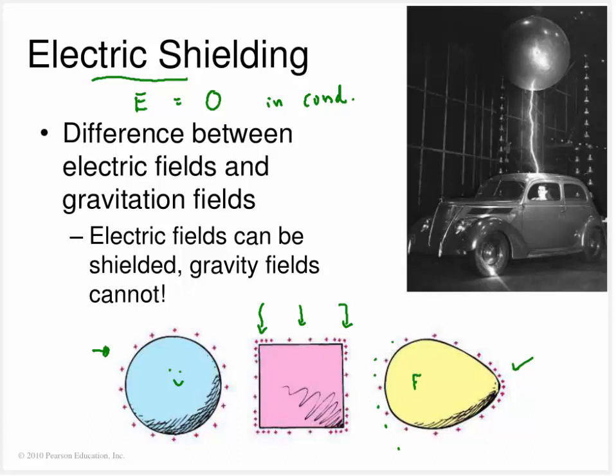Essentially, all of these guys are trying to do the same thing. They're trying to force the electric field to be 0 inside of a conductor, because the electric field must be 0 inside of a conductor. That's kind of the definition of a conductor. Now, this has a couple of implications.